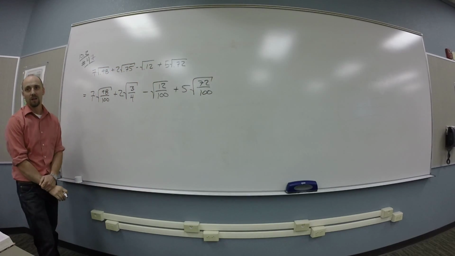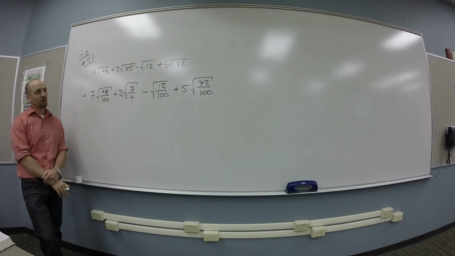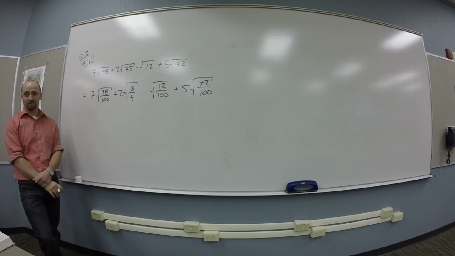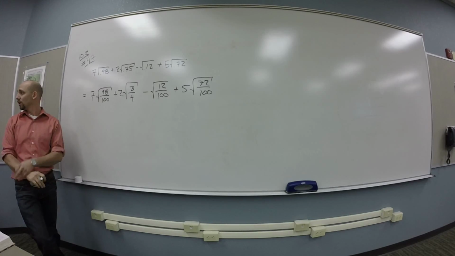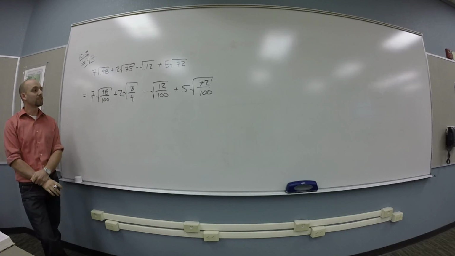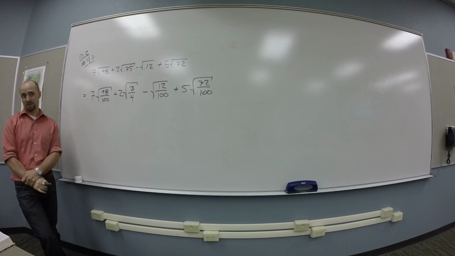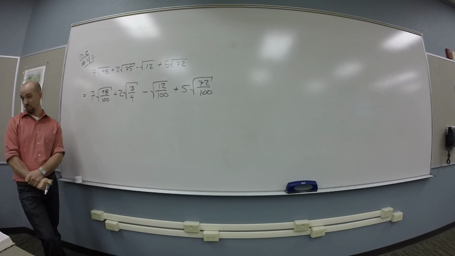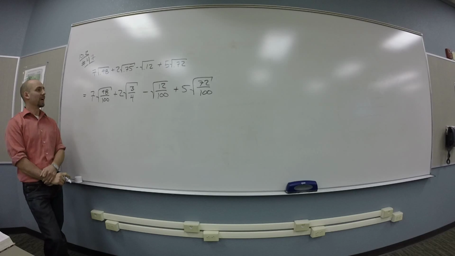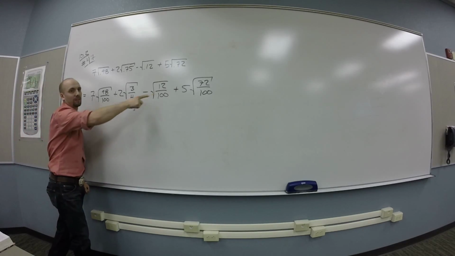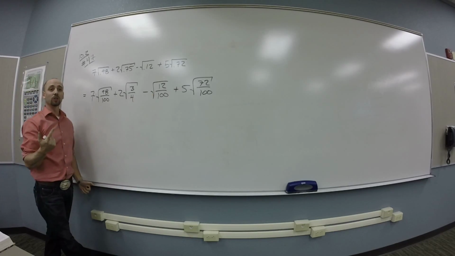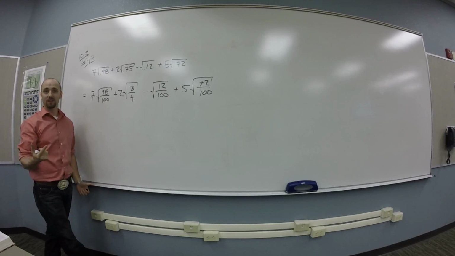So now when I'm square rooting fractions, how do I do that? I can square root the top and the bottom. What's convenient about that here? A bunch of them have a common bottom, and I know how to square root that bottom already. You guys see that?